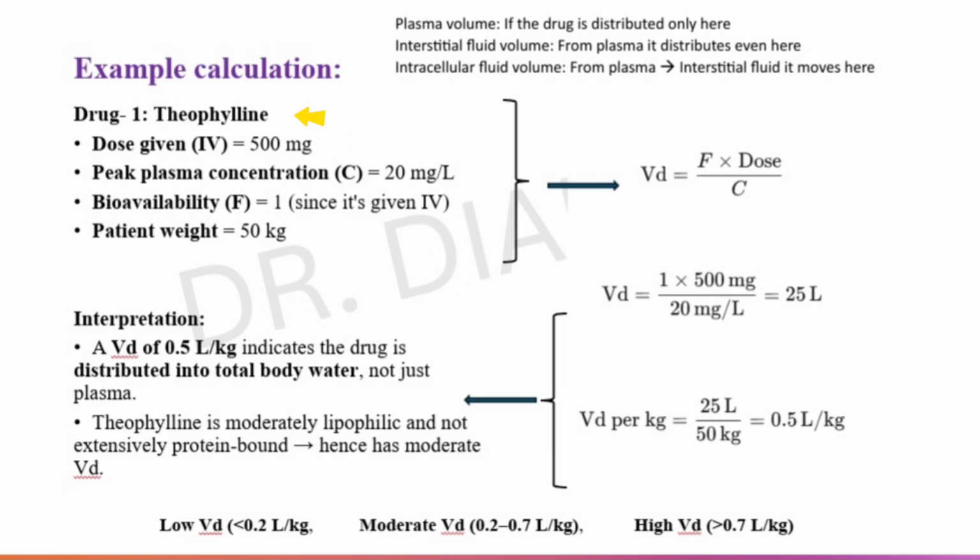Examples: 1. Theophylline dose, 500 mg IV, plasma concentration is equal to 20 mg per liter. After entering the values in the formula and calculating, we get VD is equal to 0.5 liter per kilogram, distributes in total body water, so the drug is moderately lipophilic.